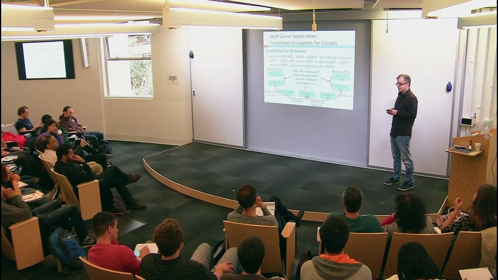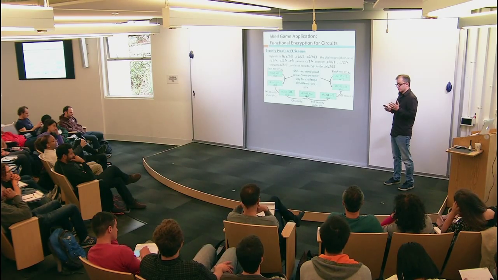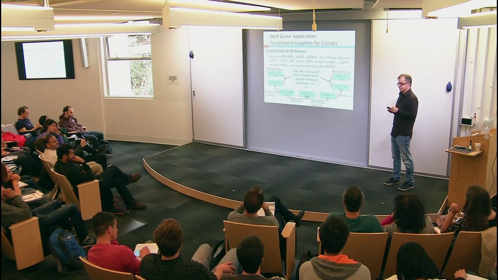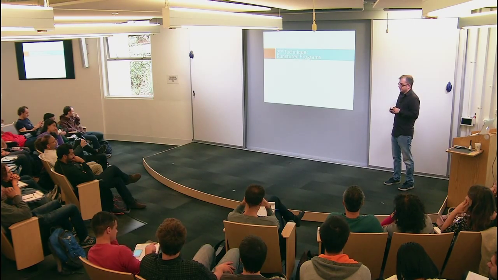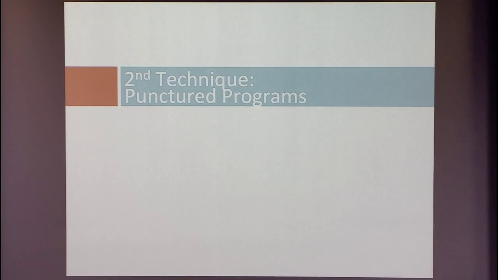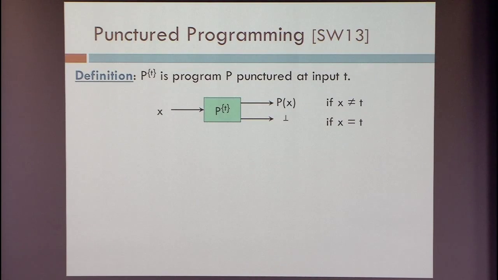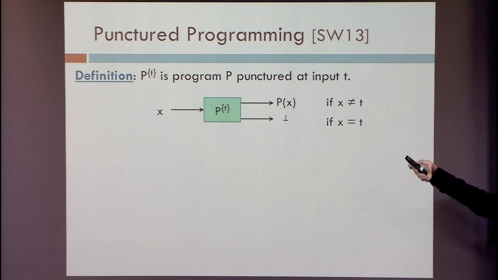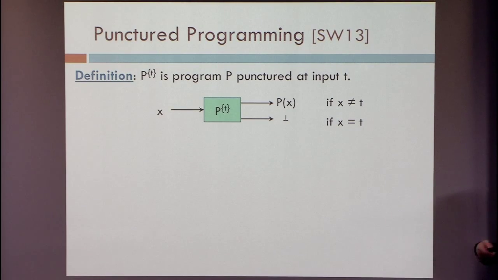Okay, so that was kind of the playing shell games with secrets technique, and now I want to go over punctured programs. I have to admit that the punctured programs technique is probably a little more useful than the shell games of secrets one. It's been used a million times over. So what is a punctured program? I'm just going to say that this P_T is a punctured program at T. It just evaluates as the same thing as P everywhere except T, where it just outputs bot, which means undefined.